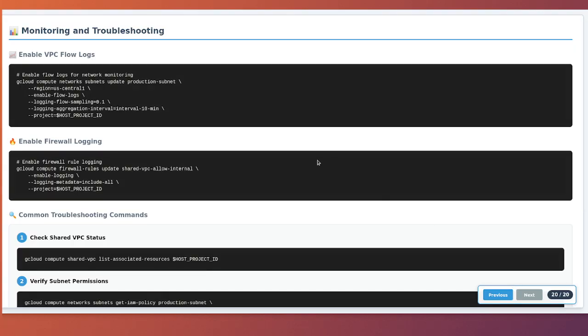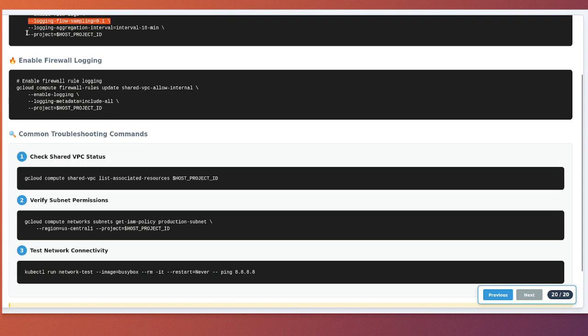Monitoring and troubleshooting. Effective monitoring and troubleshooting capabilities are essential for production shared VPC environments. The distributed nature of the architecture requires comprehensive observability. VPC flow logs provide detailed information about network traffic patterns. The sampling rate, 0.1, balances cost with visibility. You should adjust it based on your needs and budget.